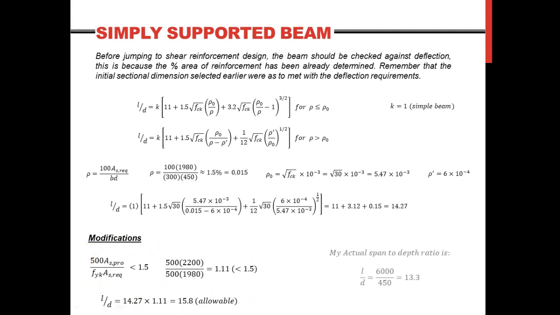Deflection check. Now we have to compare this with my actual span to depth ratio. Simply I have 6,000, that's my span, over the depth, which is 450. It comes out to be 13.3. And that simply tells me my deflection is okay. And that's how you do the span to effective depth ratio check for flexure members.